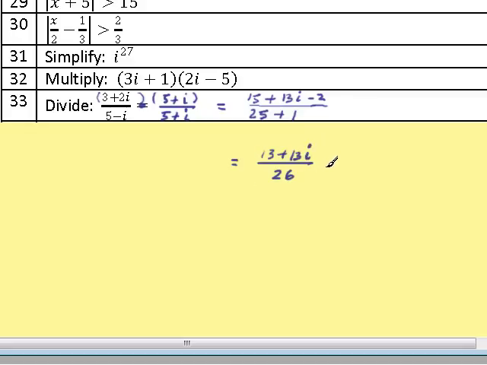Notice everything's divisible by 13, so we might as well do that. Divide top and bottom by 13. In the denominator we get 2. In the numerator we have 1 plus i. So we have 1 plus i over 2. Or we could write this as 1/2 plus 1/2 i.